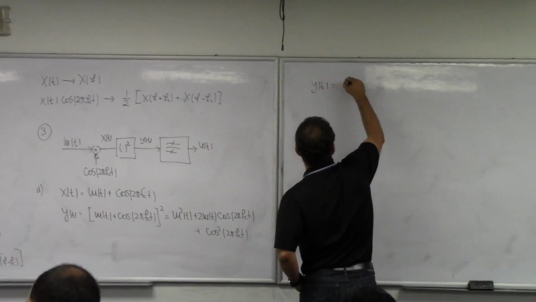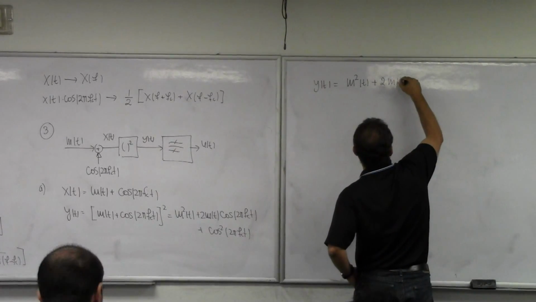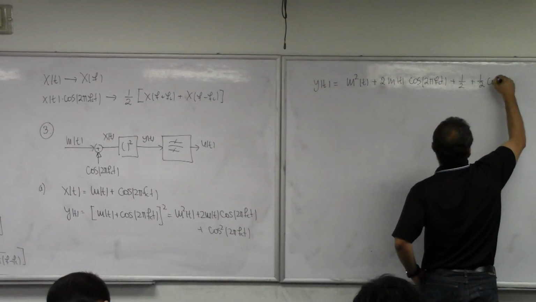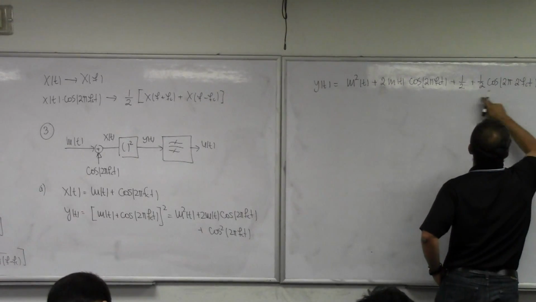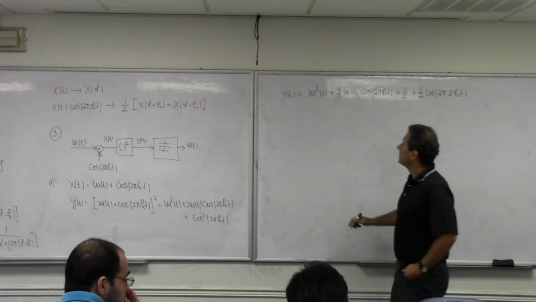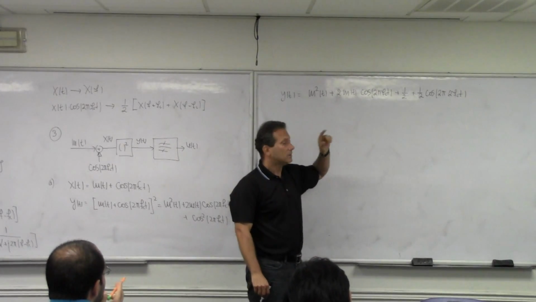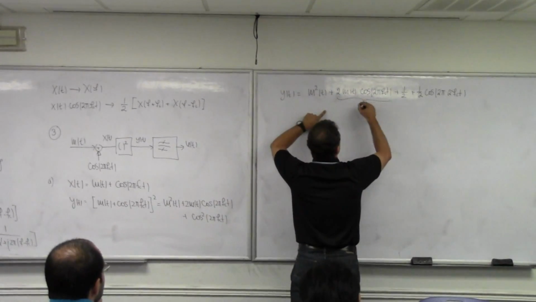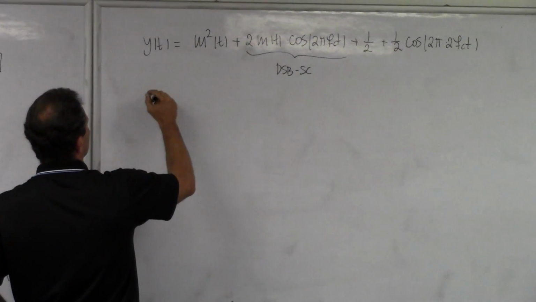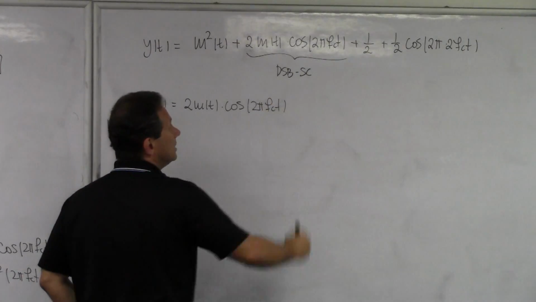Now, y of t can be written as m squared of t plus 2 m of t times cosine of 2 pi fc t plus 1/2 cosine of 2 pi times 2 fc t. Where is this coming from? Cosine squared is 1/2 plus 1/2 of the cosine of twice the frequency. So that's y of t. Now, which part out of these is your double sideband AM? Which one? This one, right? So this is the part that we care about. So this is double sideband suppressed carrier. Okay? So if this is to work, this u of t is going to be essentially 2 m of t times cosine 2 pi fc t, which is indeed AM modulated.